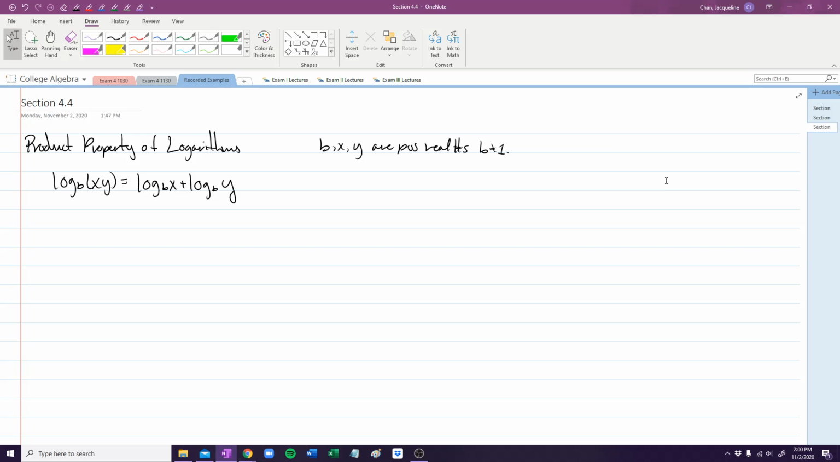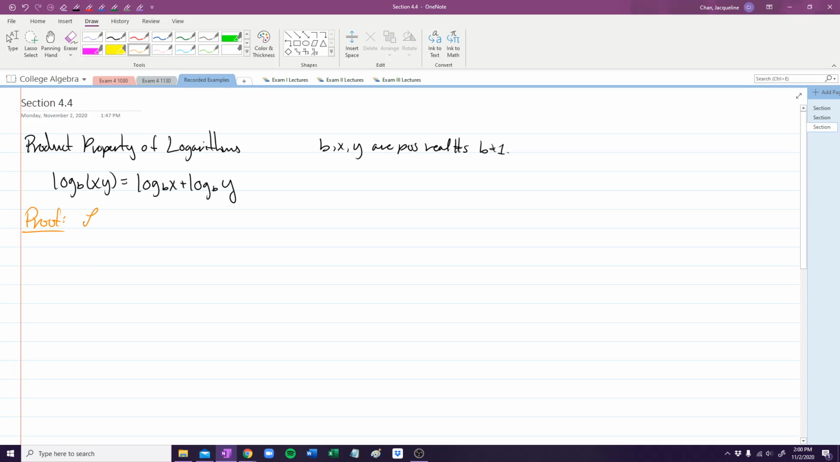But the product property states that log base b of x times y is equal to log base b of x plus log base b of y. So if the argument is multiplied, then we can separate them. Right? So how do we get it? So, proof.